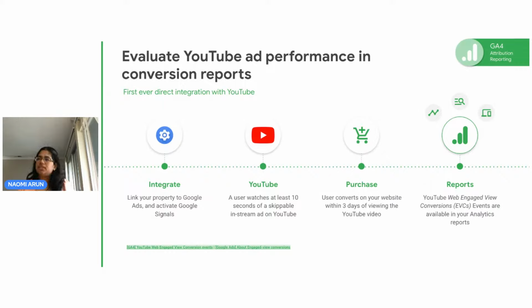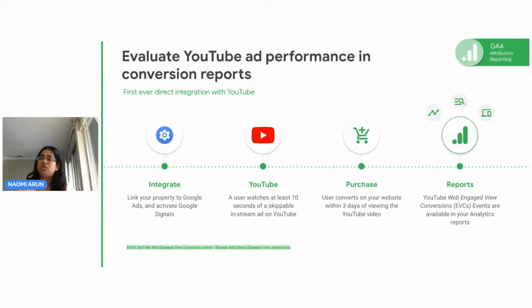So the first thing that needs to happen for this to exist is linking your property to Google Ads and activating Google signals. Then if a user on YouTube watches at least 10 seconds of a skippable in-stream ad and then converts on your website within 3 days of viewing that YouTube video, then a YouTube web engaged view conversion event will be available in your analytics reports.